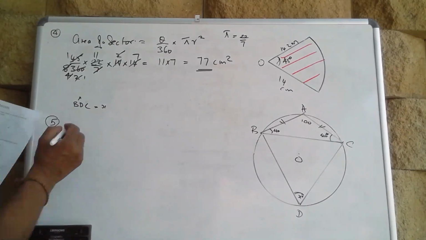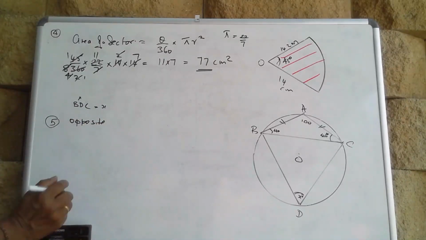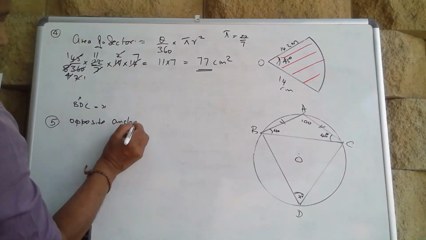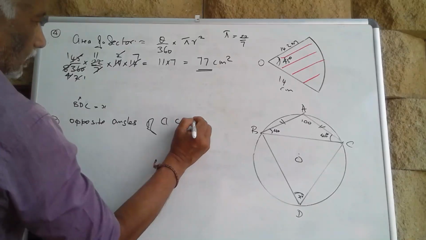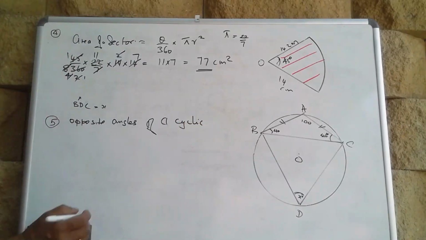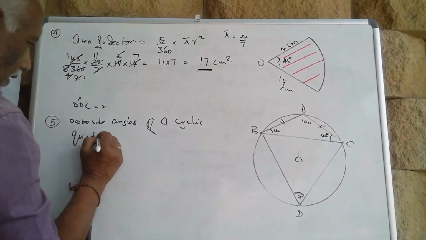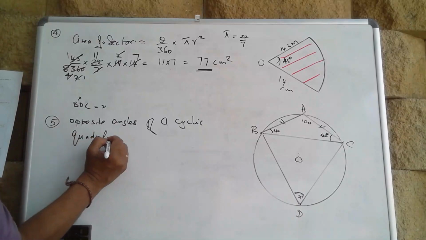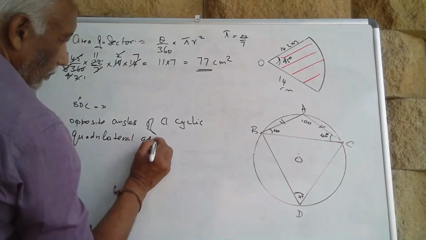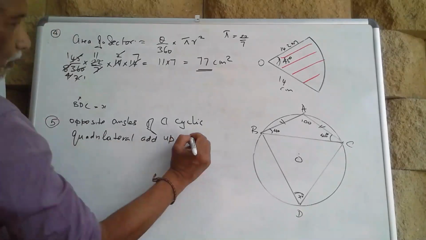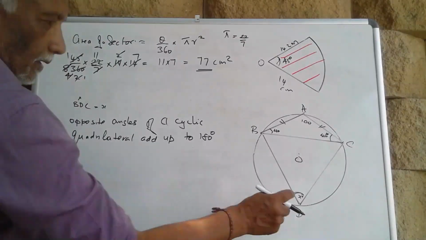So opposite angles of a cyclic quadrilateral add up to 180 degrees. Therefore, this angle plus this angle must be 180.